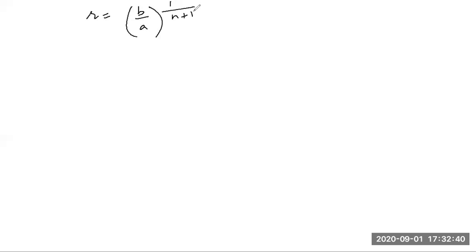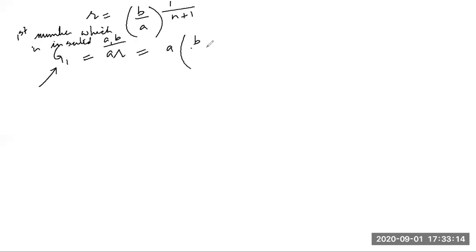So I can always find the first term which can be inserted. The first term, students, is not of the resulting sequence. The first number which is inserted between A and B is G1, which is A into r, so it's going to be A into B by A raised to power 1 by n plus 1. Now what will be the second number which is inserted?